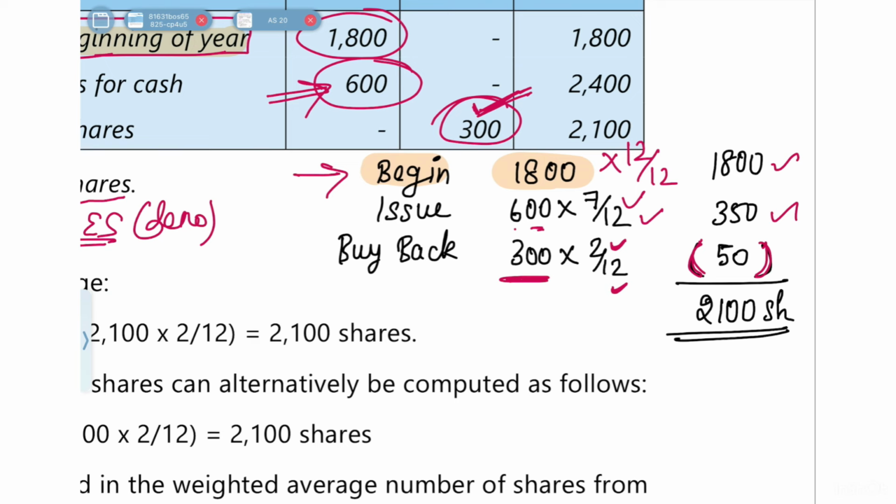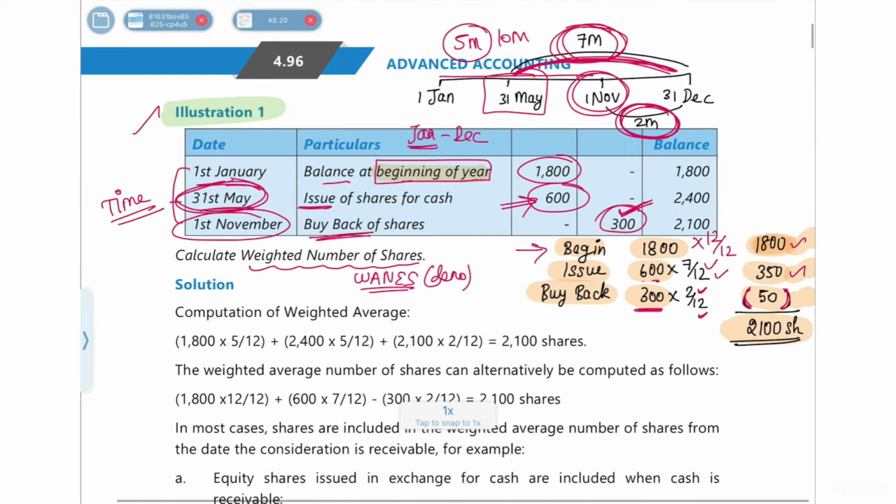Here if you see the calculation, in the year beginning you had 1800 shares, then you issued around 600 shares in between the year, which became an average of 350 shares. Then you did a buyback of 300 shares towards the end of the year, which became an average of 50 shares. So 1800 plus 350 minus 50, the total is going to be 2100 shares. I hope you understood how to do this. So this was all about your illustration number 1.